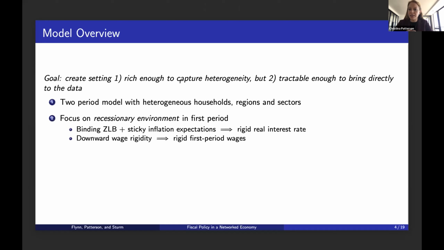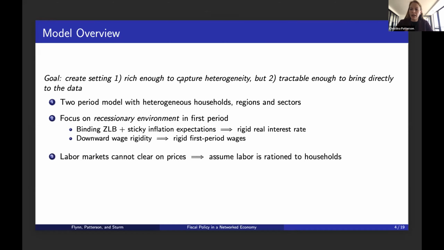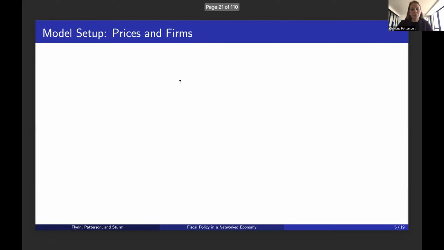We're going to focus on a recessionary environment in the first period. So we're going to have a binding zero lower bound and sticky inflation expectations, which combine to produce a rigid real interest rate. We're also going to have downward wage rigidity, which means rigid wages in the first period, meaning that the labor market's not going to be clearing on prices, but labor is rationed to households, as I'll describe in just a moment. And then lastly, fiscal policy. So we're going to have a government sector here that's choosing spending and taxes and transfers.